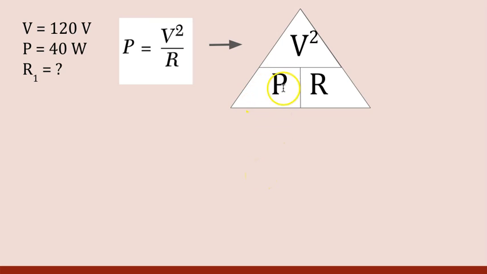So for example, I can cover up P, and it's equal to V squared over R. I could cover up R, and that's equal to V squared over P. I could even cover up V squared, and it will be equal to P times R. So when they're next to each other, that indicates multiplication. When one is on top of something else, that indicates a division. So my new formula is going to be R equals V squared over P.